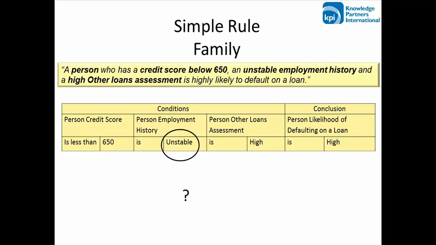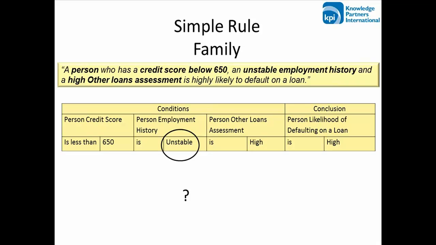So you can see that we have the condition columns and one conclusion column. We have to name each of those columns, and then we fill in a row. So here we have a person's credit score is less than 650 and their employment history is unstable and their person's other loan assessment is high. Then our conclusion is that their likelihood of defaulting a loan is also high.